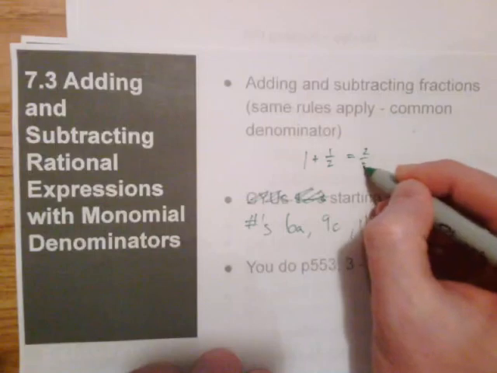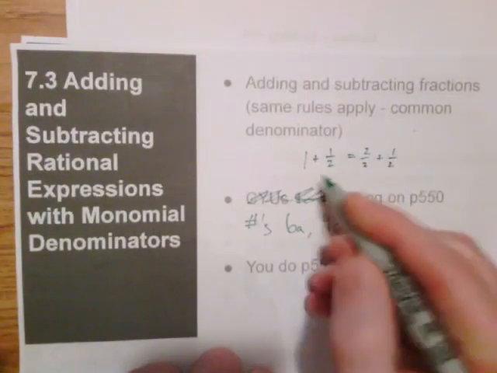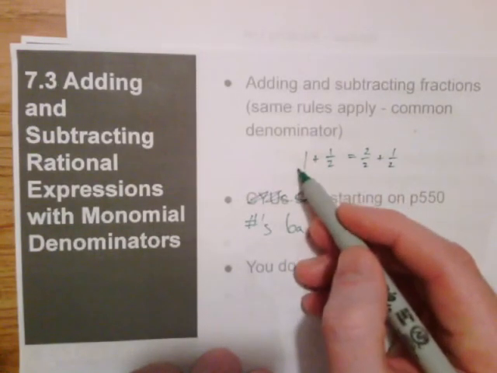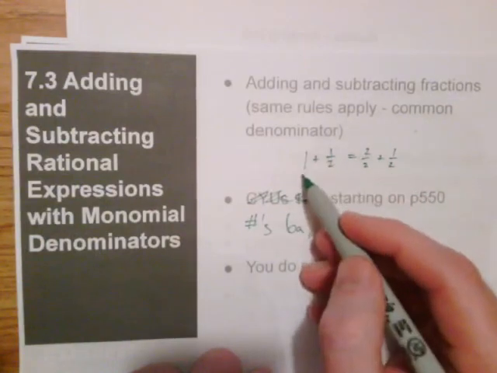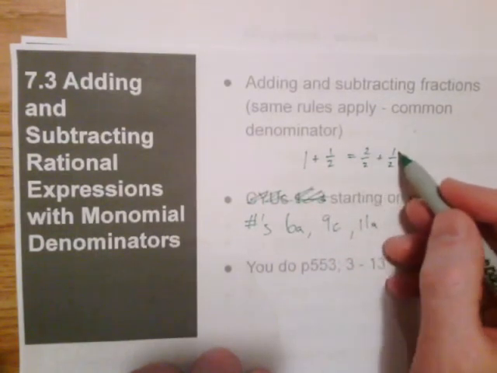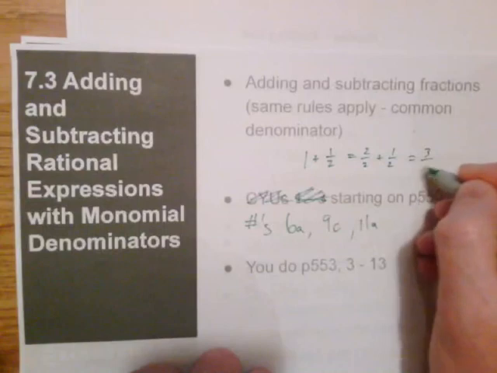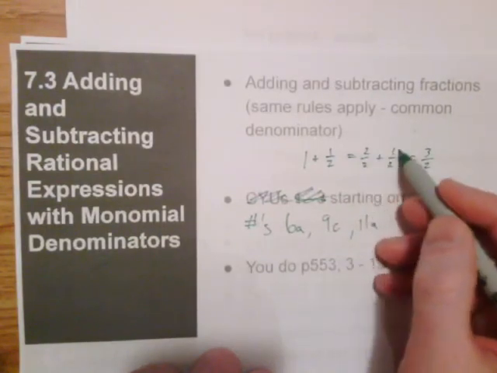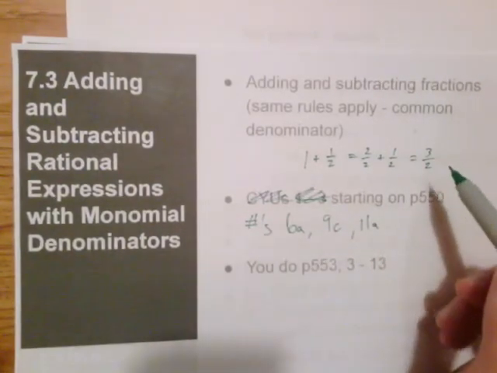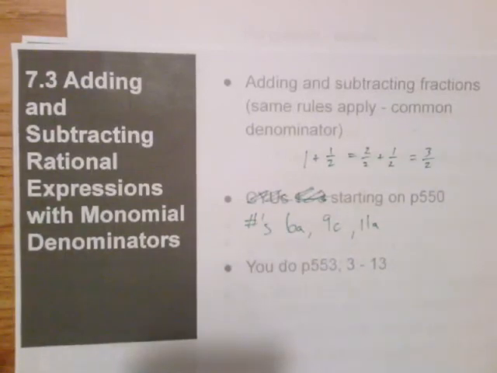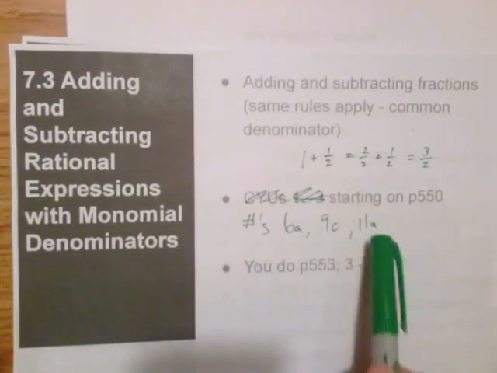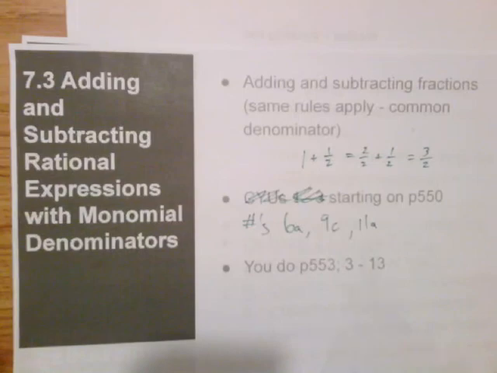So that's 2 over 2 plus 1 half. Now it's just 1, so it's 2 over 2. If this was like 16, then I multiply by 2 over 2. Anyway, so 2 plus 1 is 3 over 2. The bottoms don't change. You add the tops, the bottoms don't change. Not doing the CYUs. I'm going to do 6A, 9C, and 11A. And then that's part of your assignment.